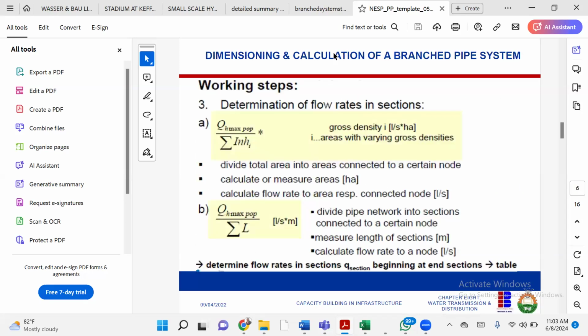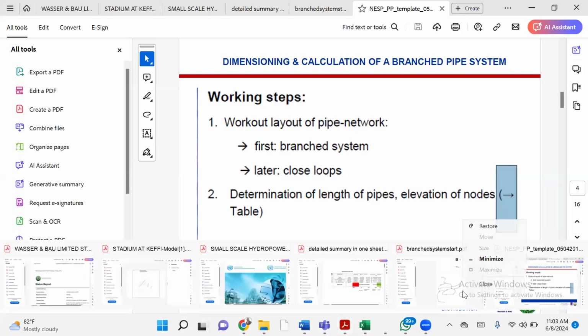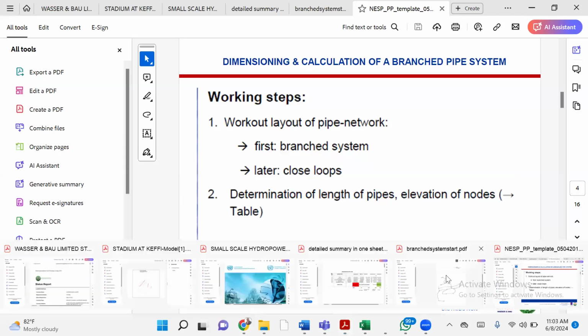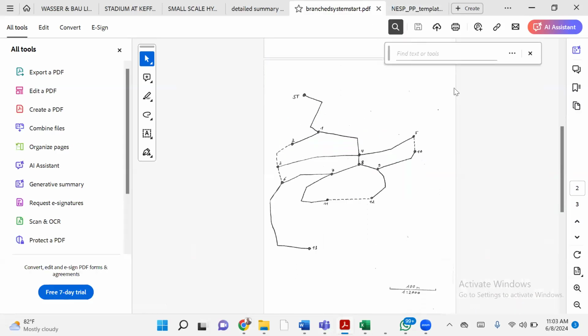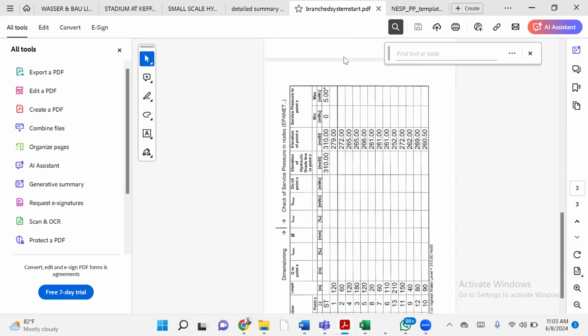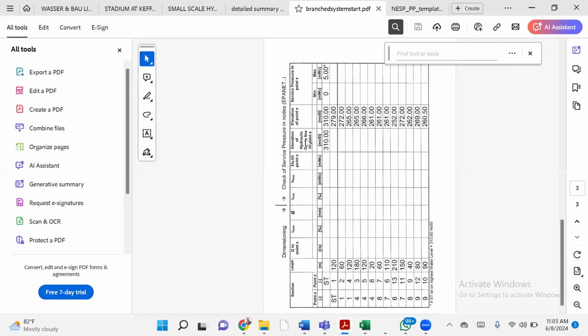So here, the first working step, step 1, says you work out the layout, which you have done. Is it a branch system? Is it a loop system? The second step is that you determine the elevation of pipes and the elevation of nodes. What are the elevations of the pipes and what are the elevations of the nodes? You have to determine that. And that's exactly what we have in our PDF, this sheet that I told you about. So this sheet will give you the parameters you need, and let me explain those parameters.